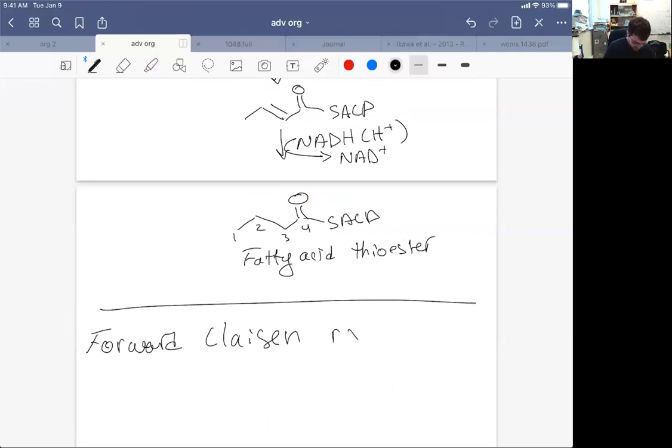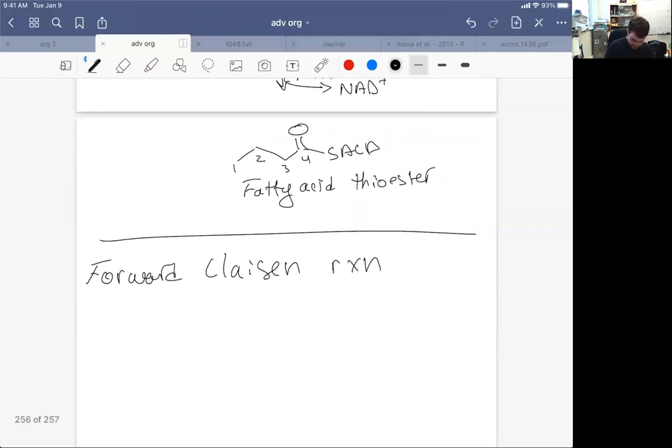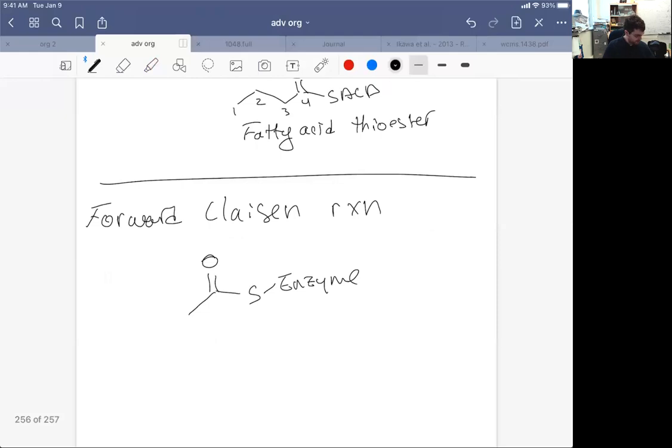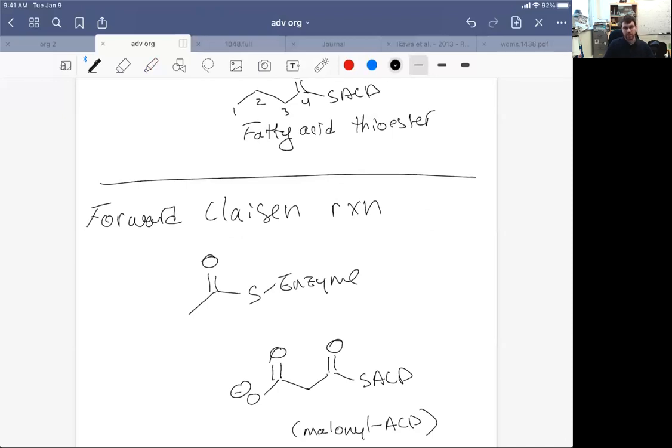Okay, forward Claisen reaction. All right, so what we do is we take our thioester that's on the enzyme. This is our single unit thioester, and we react that with our 3-carbon thioester, which is the CO2 adduct with an acyl carrier protein. This is actually called malonyl, and then it's just adducted to ACP. So malonyl comes from malonate, which is a dicarboxylic acid with 3 carbon units.